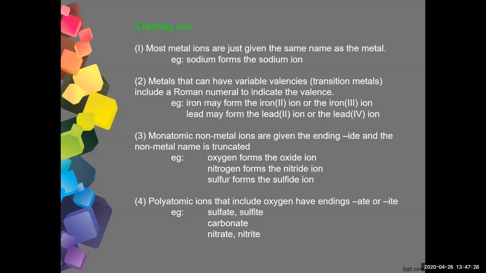Polyatomic ions, they have endings that are either "ate" or "ite", and that tends to be the ones that include oxygen, and the ones that end in "ate" have more oxygen than the ones that end in "ite". So sulfate is SO4 2-, sulfite is SO3 2-. And next year we'll learn that the "ate" or the "ite" are actually referring to oxidation states, but that's something for next year.